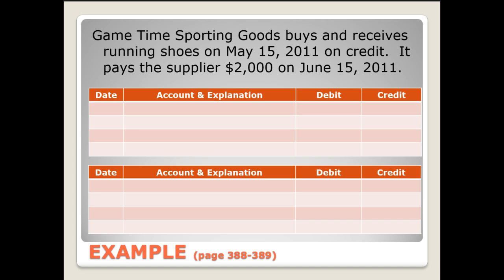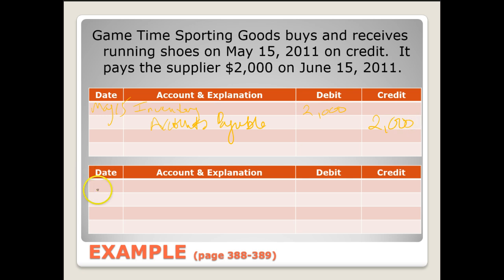On May 15th, when Game Time actually purchases the shoes, there would be a debit to inventory, since we're going to assume that Game Time is going to resell these for $2,000. And there would be a credit to accounts payable. Remember, accounts payable is a liability account, so it would be a credit of $2,000.